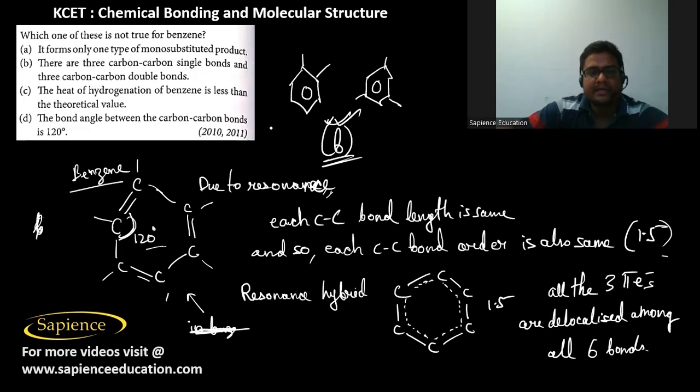So it can be disubstituted also, or it can be tri-substituted also. And monosubstituted means that only one substituent is linked with the benzene ring, which is wrong, since it can form various types of monosubstituted products also. Not only one, various types of monosubstituted products, or it can form tri-substituted and disubstituted products also.